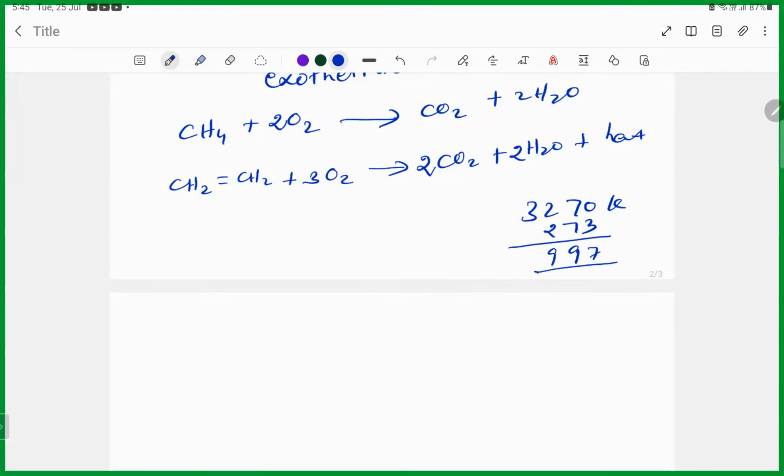So around 2900 or 3000 degrees centigrade approximately will be the temperature of the flame.